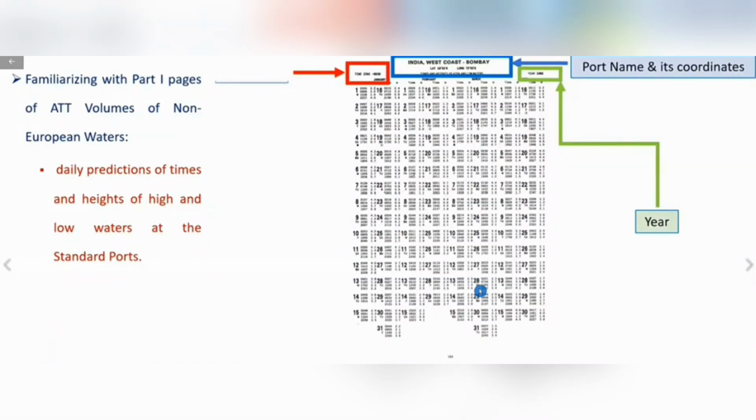Very good beta. So page number 153 and volume 2. So others also able to find it beta?